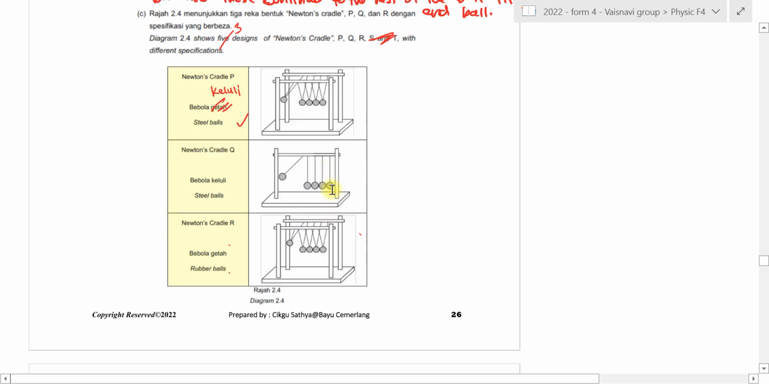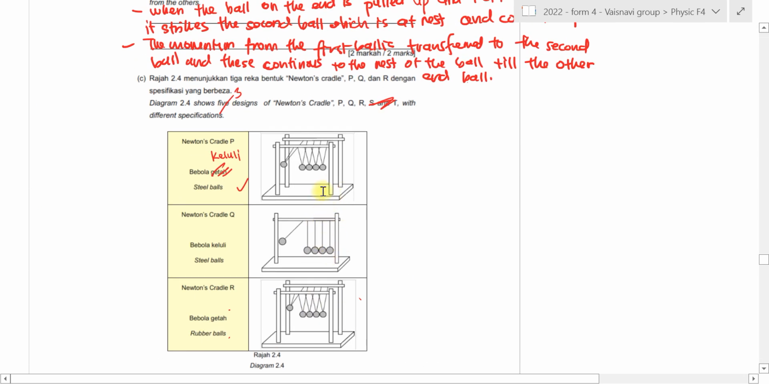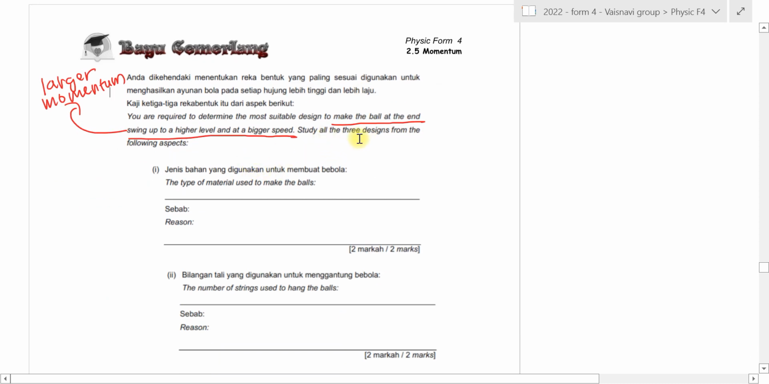Okay. Right. The question is, you are required to determine the most suitable design for what? To make the ball at the end swing up higher level at bigger speed. You want it to swing up with higher level at bigger speed, that means larger momentum. You need to produce larger momentum. Okay, kita nak benda yang dia lepaskan ladung tu dia naik atas dengan kelajuan yang tinggi. So what type of material you want to put there? Steel or rubber?